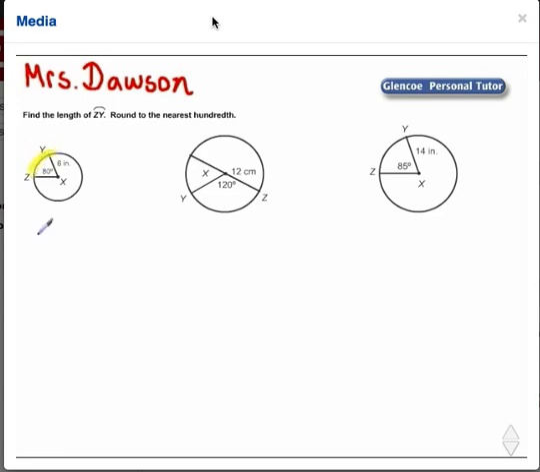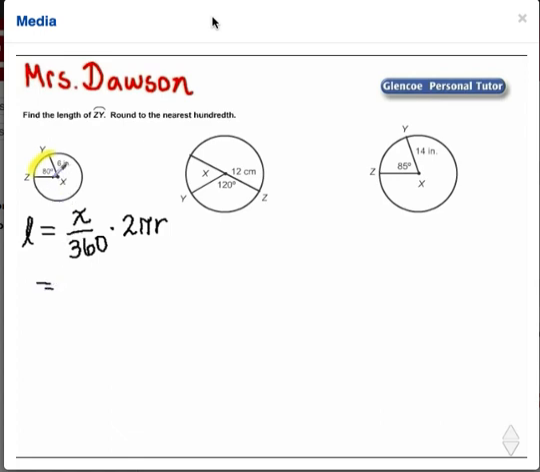The formula to find arc length is length equals the measure of the central angle divided by 360 times the circumference of the entire circle. This formula comes from the fact that we are looking for a fraction of the entire circumference.